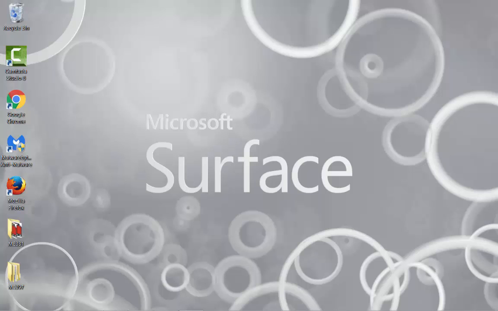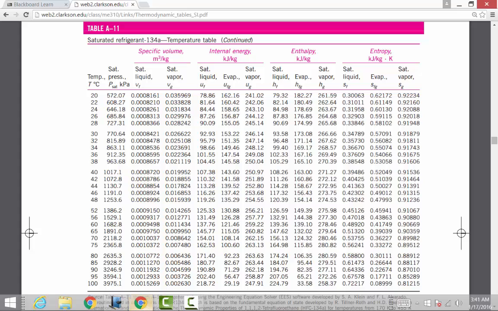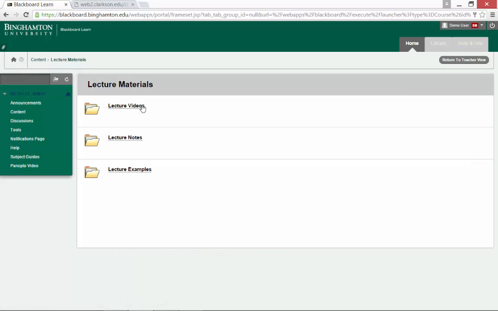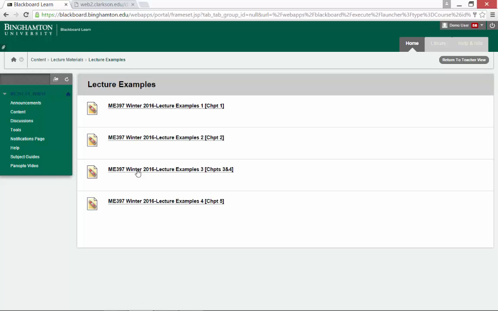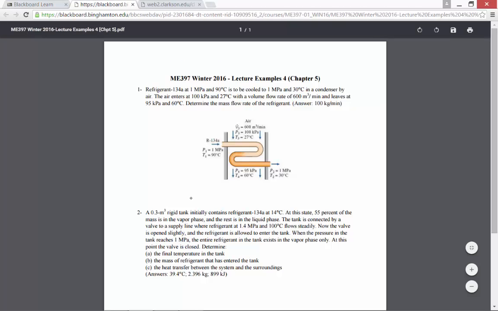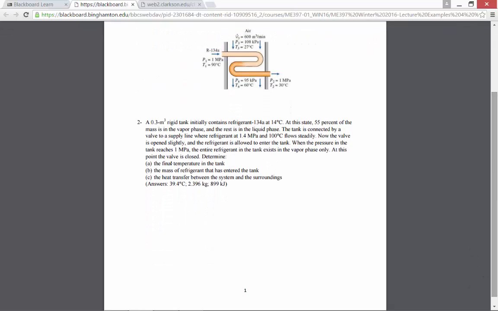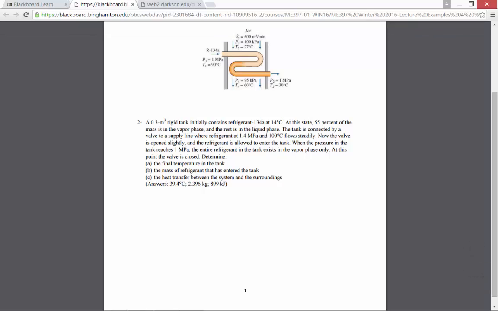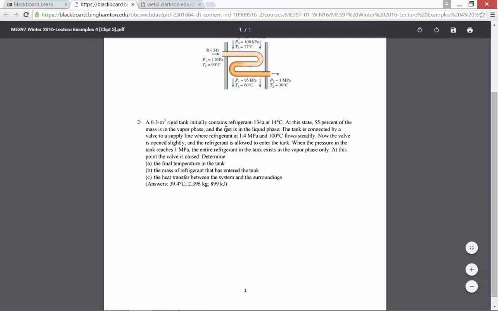Today I'm going to talk about the second example on the topic of control volume, mass and energy in control volume systems. In the beginning, I would like to go to our blackboard to check the example that we're going to solve today. If we go to lecture materials, lecture examples, number 4, here is the second example that I'm going to solve for you in this lecture. Please, as always, keep this in front of you because I'm going to refer to some information.